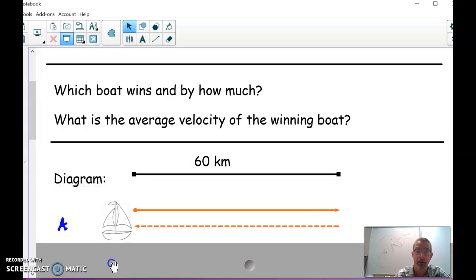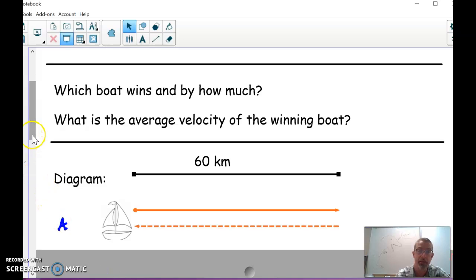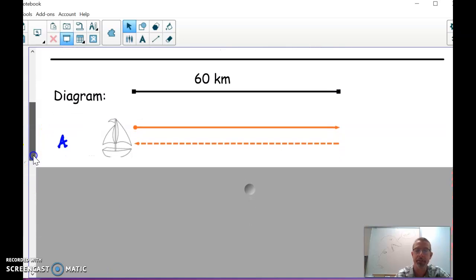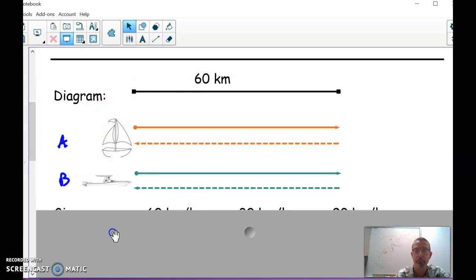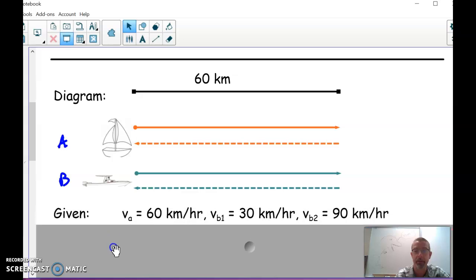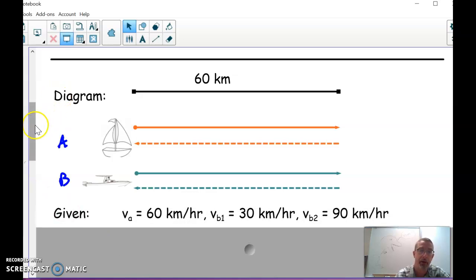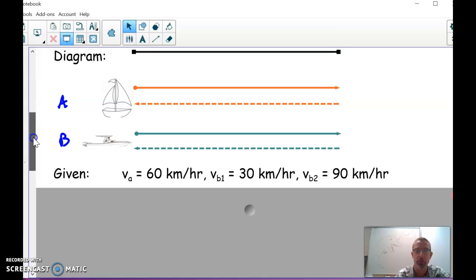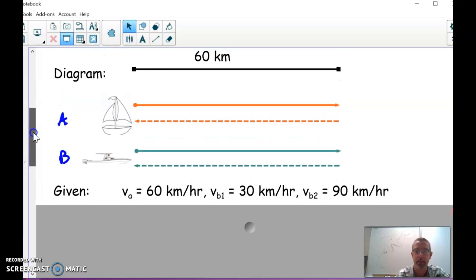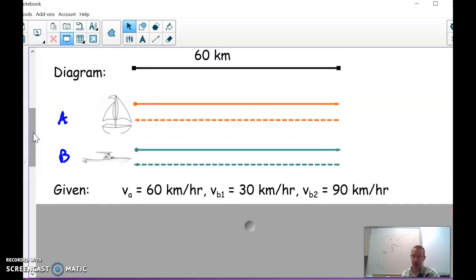So here are a couple boats. There's boat A, goes across a 60-kilometer wide lake. I'm diagramming it out. Boat B also goes across a 60-kilometer wide lake. That's my diagram. I want to picture this situation. If I can visualize it, it's going to be much more helpful for me. So the next thing I'm going to do is write down my givens. What is the velocity of boat A? Well, it's 60 kilometers per hour this way, 60 kilometers per hour back. That's what the problem suggests.